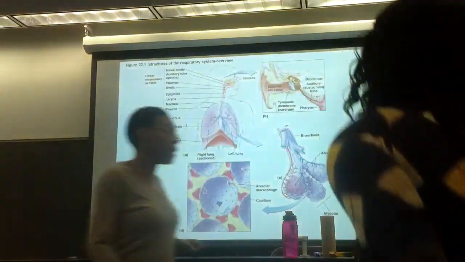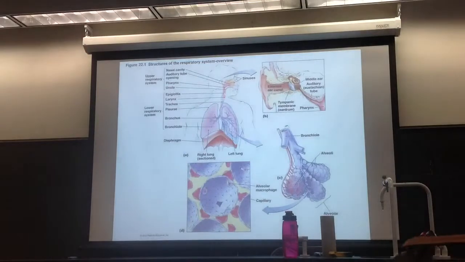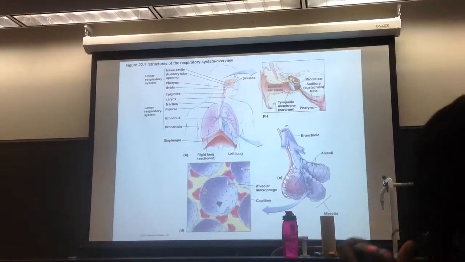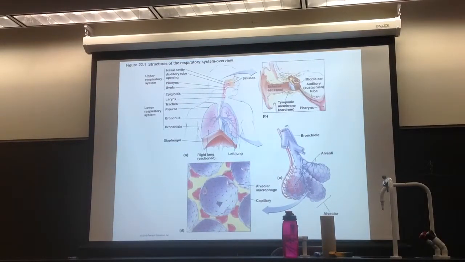Upper and lower. So basically, the upper respiratory system is everything from the pharynx on up. We will include the uvula. But basically everything from the pharynx all the way up to your nasal cavity, including the auditory tube, all of that is the upper respiratory system. Everything from basically the epiglottis on down is going to be the lower respiratory system.